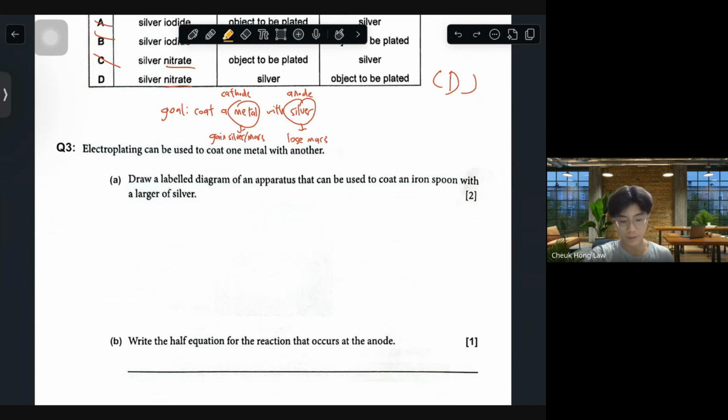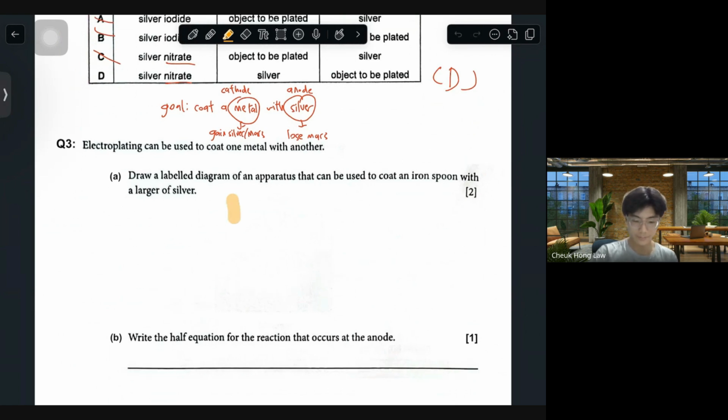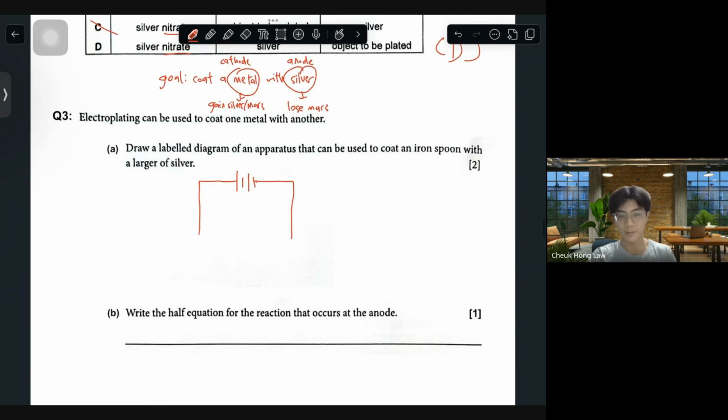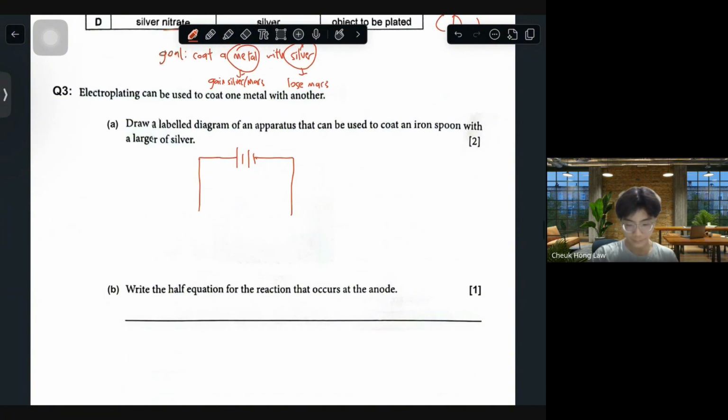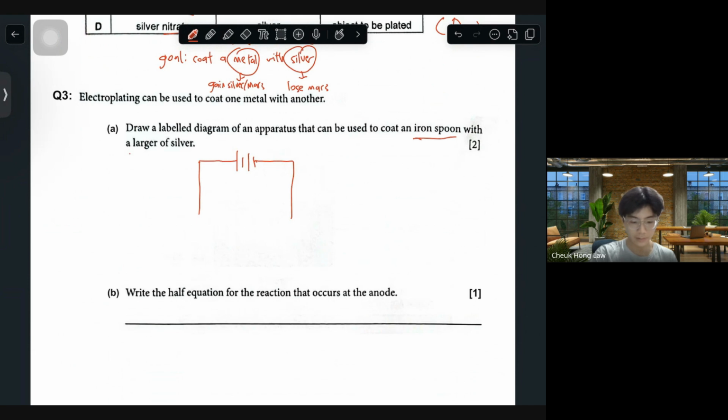Draw a labelled diagram of an apparatus that can be used to coat an iron spoon with a layer of silver. Okay, so always start off with your battery. Positive, negative, positive, negative. You draw these two lines. Make sure you use a ruler when you're drawing. Then you have the iron spoon and you have a layer of silver.